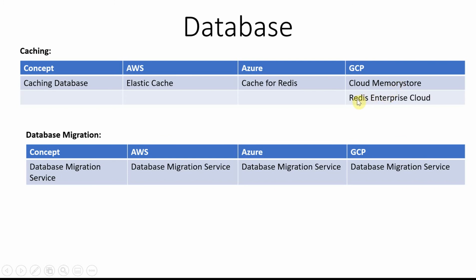But let's say you don't want to go to Redis, since it will definitely be higher cost. So they give a lower cost solution. This Cloud Memory Store is GCP's in-house solution. But Redis is a third-party company that develops and maintains Redis. So if any organizations are already using Redis, then they can use Redis Enterprise Cloud in GCP.